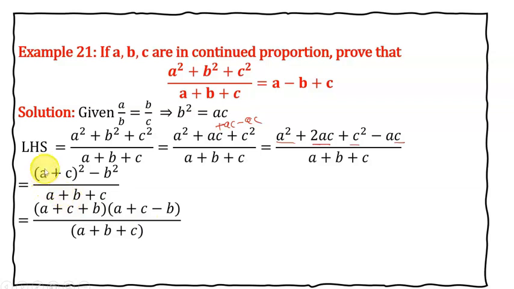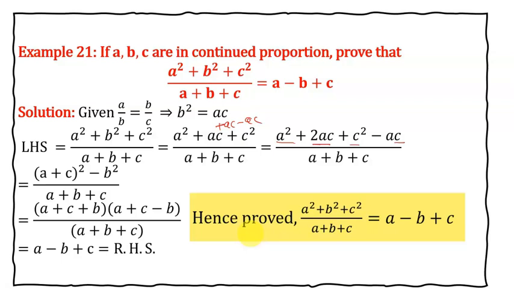Now next, as a square minus b square, by using that formula, in the first bracket a plus c plus b, in the second bracket a plus c minus b. Now here in the numerator a plus c plus b, and in the denominator a plus b plus c. These two terms are the same, therefore we can cancel them. And then you will have a plus c minus b, which can be written as a minus b plus c, and that is nothing but RHS, and hence we have proved it.